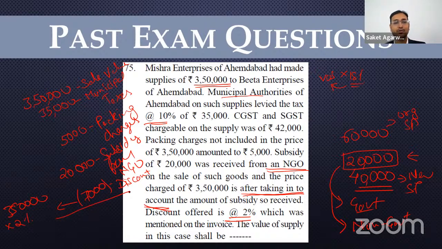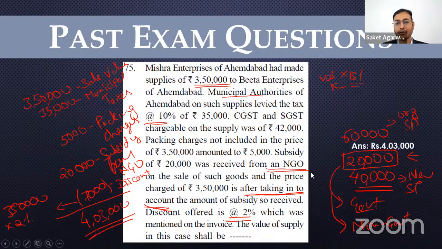Now let's see what is the total of all of this. Let me pull up my calculator. 3,50,000 plus 35,000 plus 5,000 plus 20,000 minus 7,000. The total is 4,03,000 rupees. Let's see what is the answer. The answer is also 4,03,000 rupees. Same, right? All right. So this was the toughest question which can come from this topic.